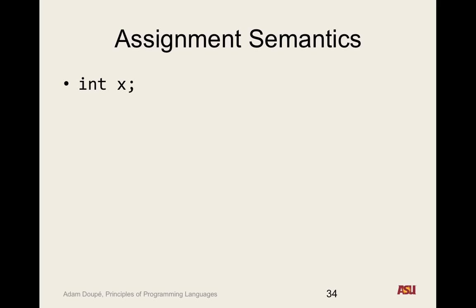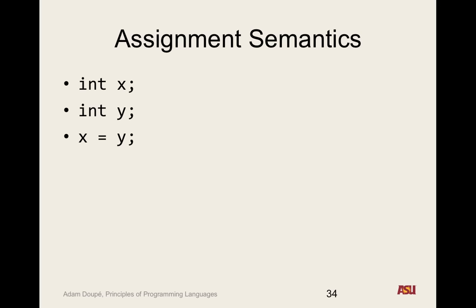We have an integer x, an integer y, and we have the statement x is equal to y. Seems like a very simple statement. But what does this mean? And are the semantics here different than the previous example? So if somebody wants to answer the first one, what do the semantics here mean? Yeah? Put the value inside of y into the location of x.